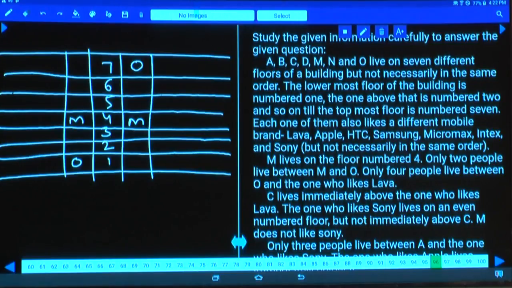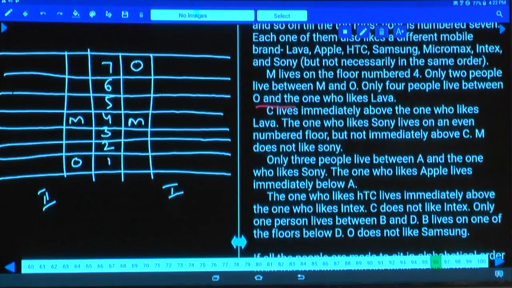4 people live between O and the one who likes Lava. Exactly 4: 1, 2, 3, 4. So the person who likes Lava must be here, on floor number 6. C lives immediately above the one who likes Lava.